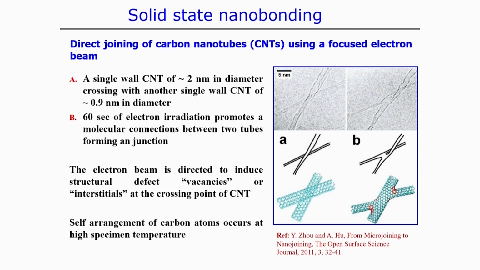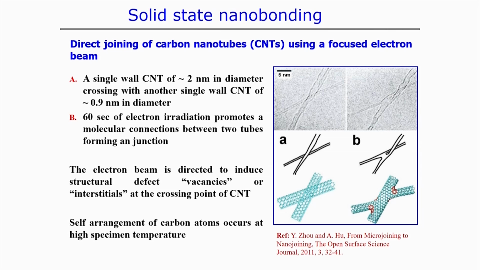Figure A shows a single wall carbon nanotube of 2 nanometer in diameter crossing with another single wall carbon nanotube which has 0.9 nanometer in diameter. Now, 60 seconds of electron irradiation promotes molecular connections between the two tubes, forming a junction. Of course, in this case it is necessary to very precisely control the electron beam, and it should be focused exactly on the joining of the two nanotubes.